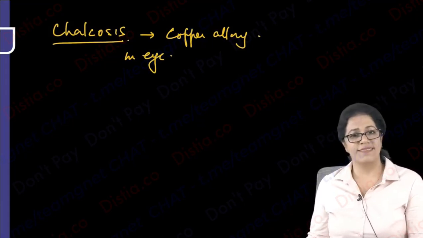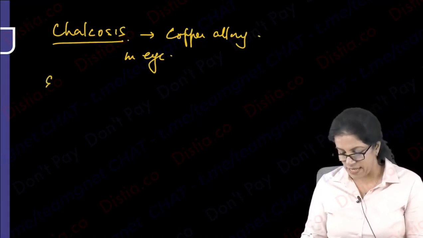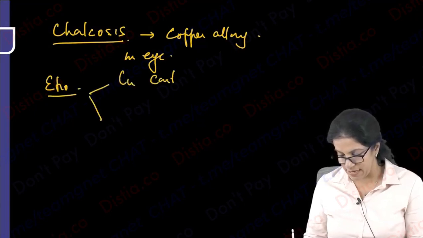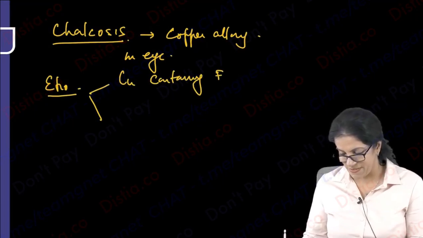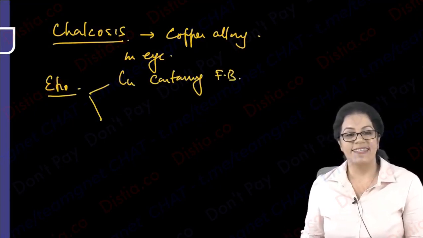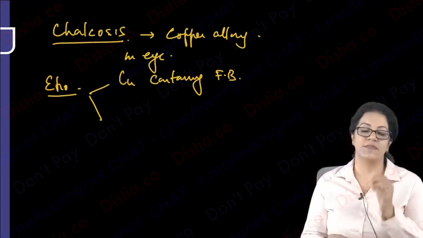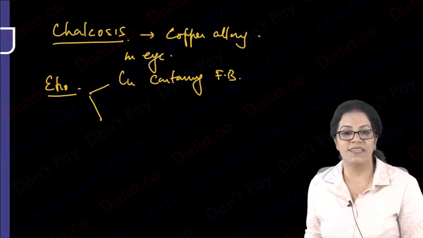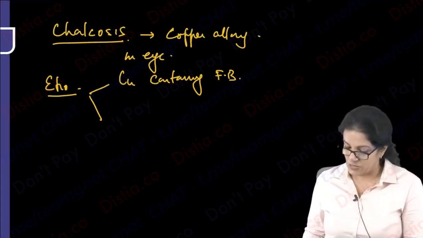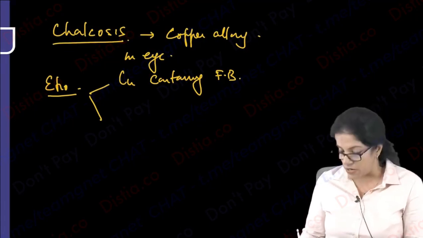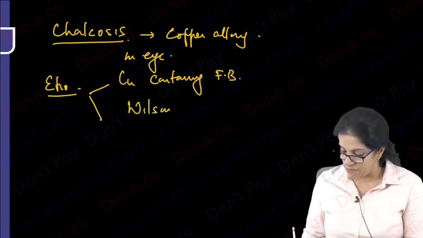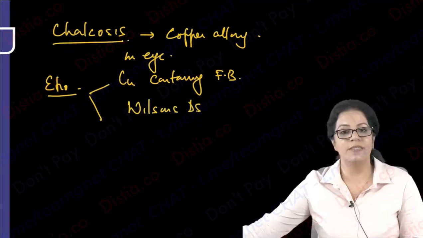Why will it happen? We all know this so well. Etiology could be either a copper containing foreign body. Write down. Hope you're noting with me. This is the reason I write in the class so that you can write along. Okay. Please do that. It is very, very important. I have already told this in my initial lecture. So this is copper containing foreign body, or another cause will be Wilson's disease.